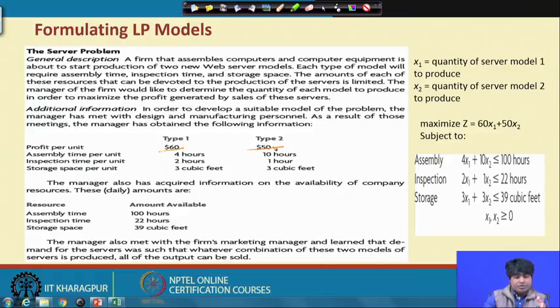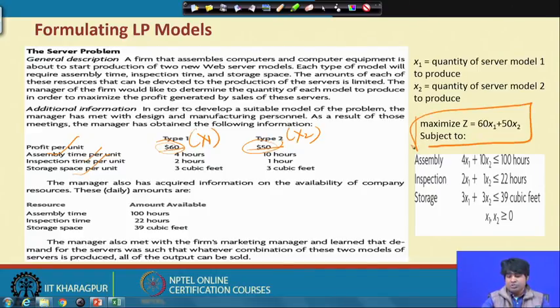Accordingly, there are 3 constraints: the assembly part, then the inspection part, and the storage space. Now type 1 is represented as x1, and type 2 is represented as x2. Corresponding to the objective function, this is the objective function parameter coefficient for x1, and this is the objective function parameter coefficient for x2. So, obviously, z can be 60 x1 plus 50 x2. Accordingly, it is formulated here: maximize z equal to 60 x1 plus 50 x2, subject to constraints.